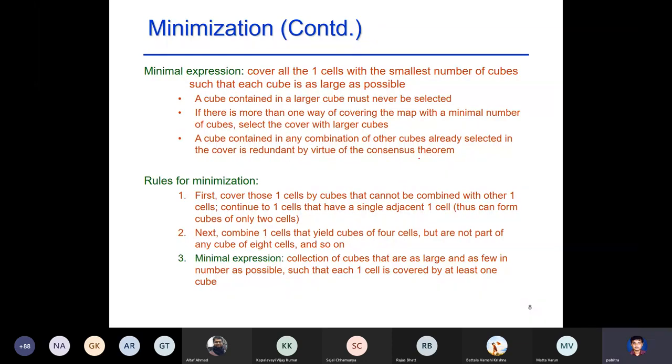Okay, so one thing that naturally follows is that if one cube is a proper subset of another, larger cube, you should keep only the larger cube. This directly follows from that. Okay, and if there is more than one way of covering the map with the minimal number of cubes, the smallest number of cubes, select the cover with the larger cubes. Okay. Also, a cube contained in any combination of other cubes already selected in the cover.